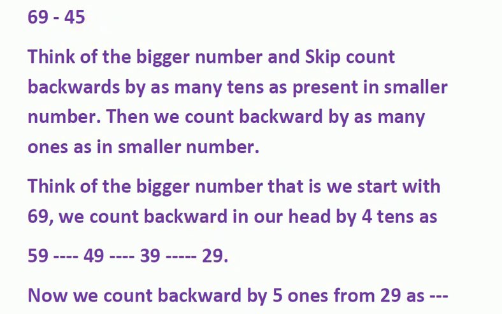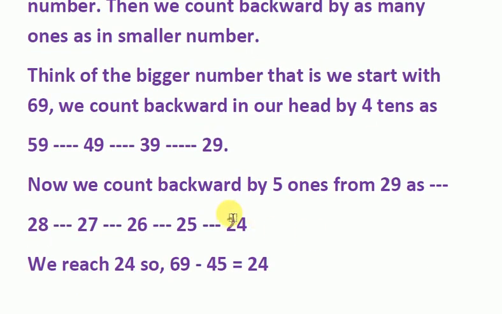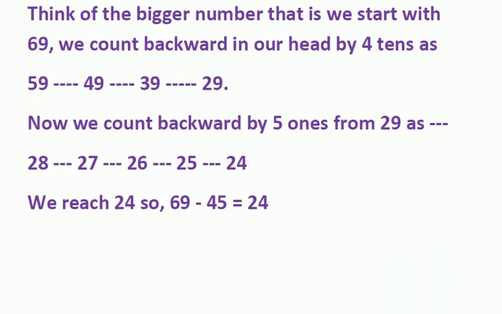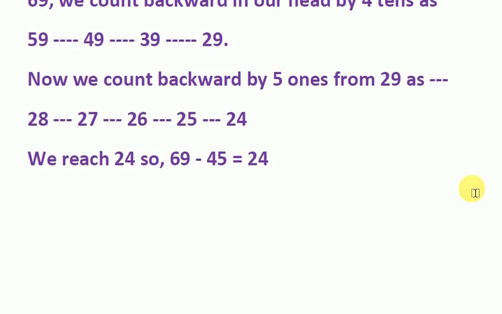So after back counting 5 ones, we will get before 29: 28, 27, 26, 25 and 24. So where did you reach, children? We reach number 24. Therefore 69 minus 45 is 24. This is how you do it mentally without using the 100 chart.